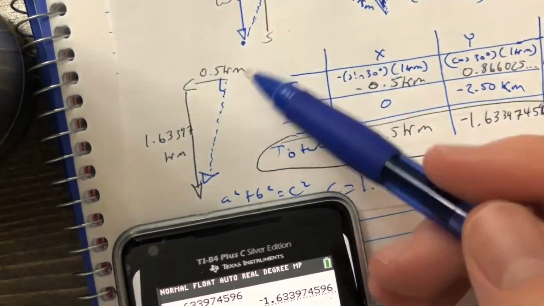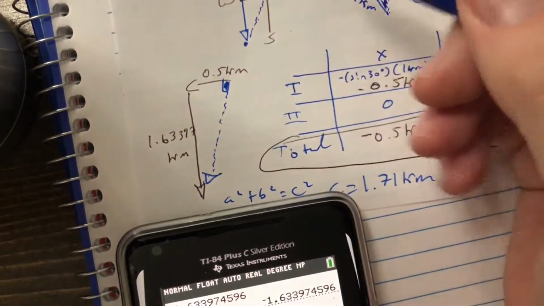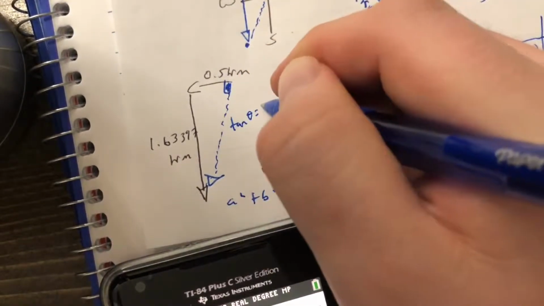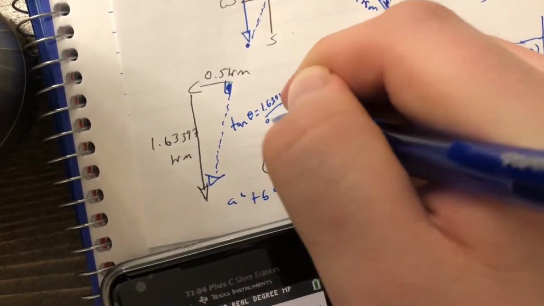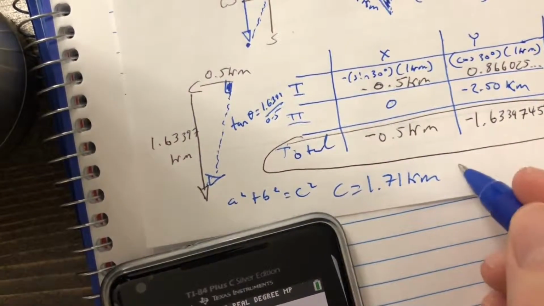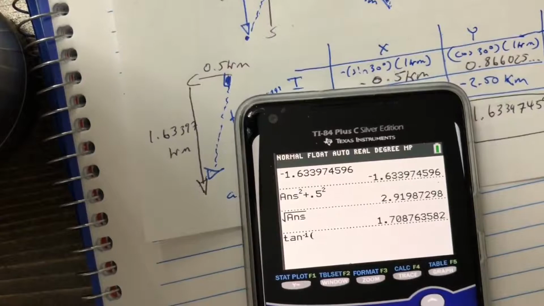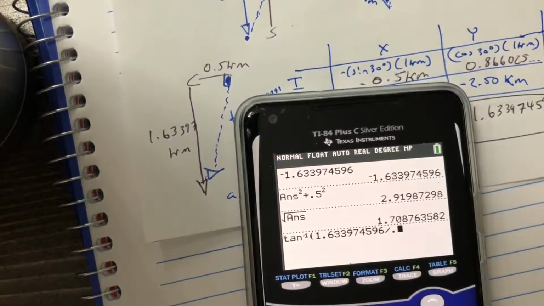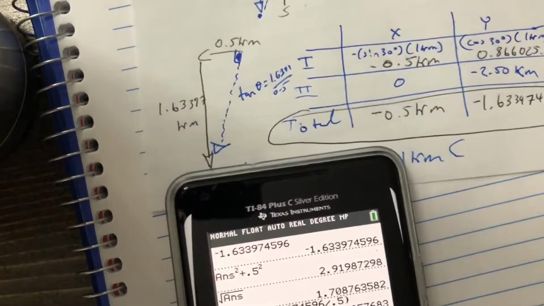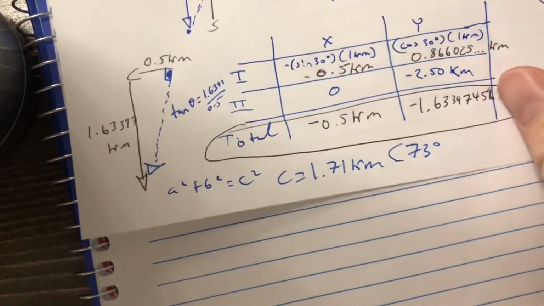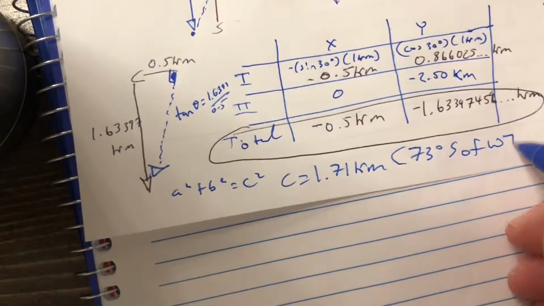And because it's asking for the displacement, I have to find the angle still. So the angle is that where I started drawing it, so it's from this angle. So it's going to be the tan inverse of opposite, 1.6339 over 0.5. I'm kind of running out of room there. But if I type all that in, the inverse tan of 1.633974596 divided by 0.5 should give me 72.98, 73 degrees. So 73 degrees south of west.